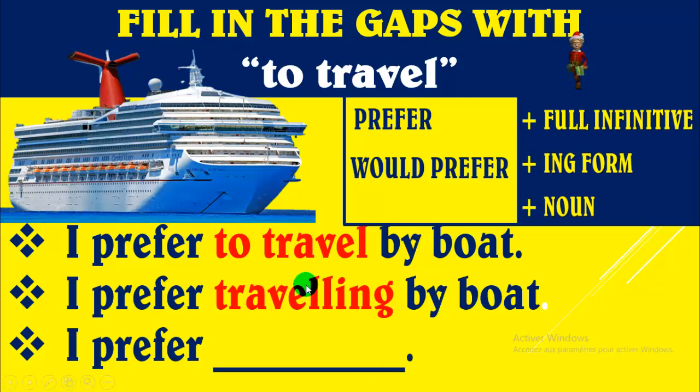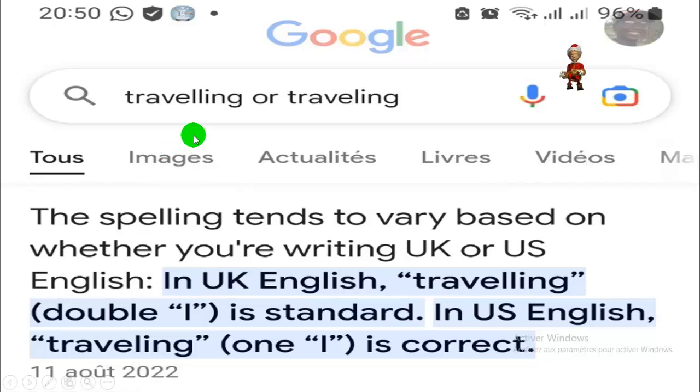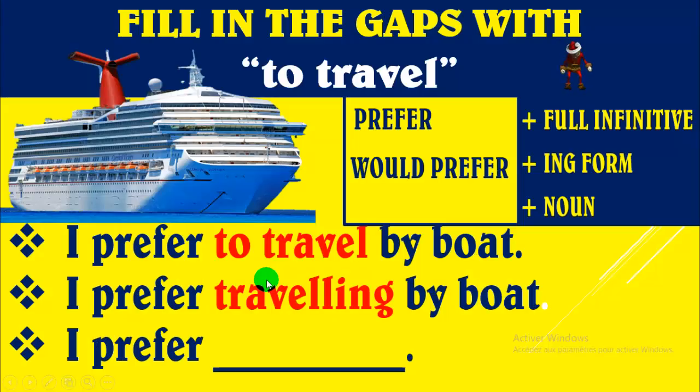And look at here, you have two L's. It is possible to have one L or two L's. And I asked Google to help me, traveling with two L's or traveling with one L. And they told me the spelling tends to vary based on whether you are writing British English or American English. In British English, traveling double L. In American English, traveling one L. I preferred the British one over the American one. Why not? So, I prefer traveling double L.